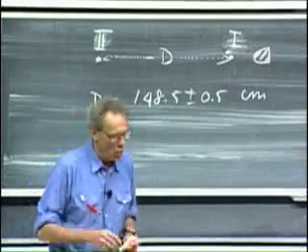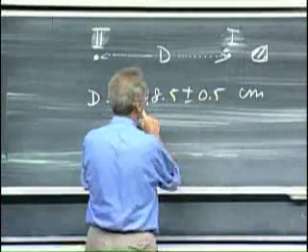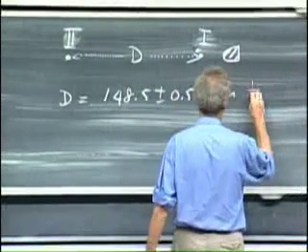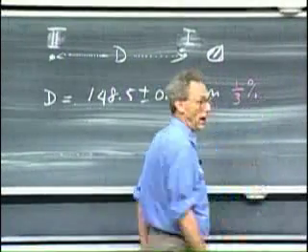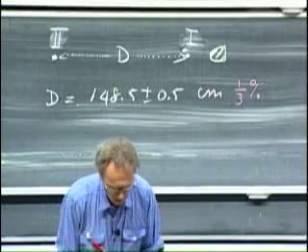I want you to appreciate that this is a very small percentage error. This is only 5 parts out of 1,500. That is 1 out of 300, so that is only a 1/3% error. That's very small. That's what we call the relative error.